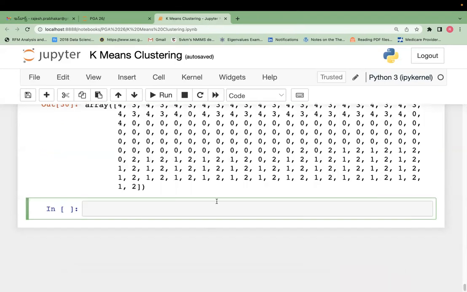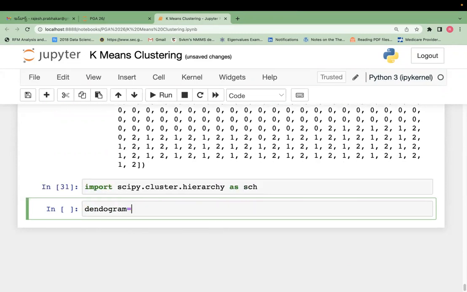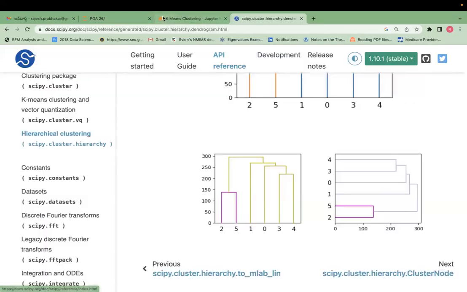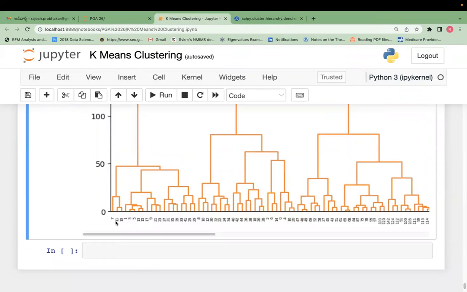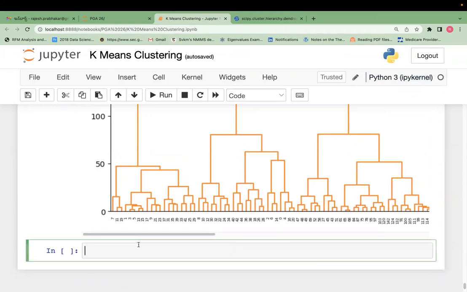If you want to see the dendrogram, import scipy dot cluster dot hierarchy as sch, sch dot linkage, and you will get the dendrogram like this. You can see here 17, 11, 19 and 7 are in one cluster. 1, 3, 5, 13, this is completely one cluster. This is one cluster. So we have a total of 5 clusters, which we have given.